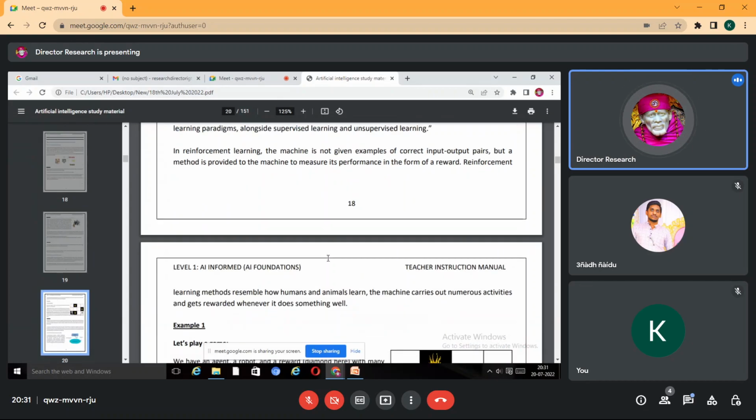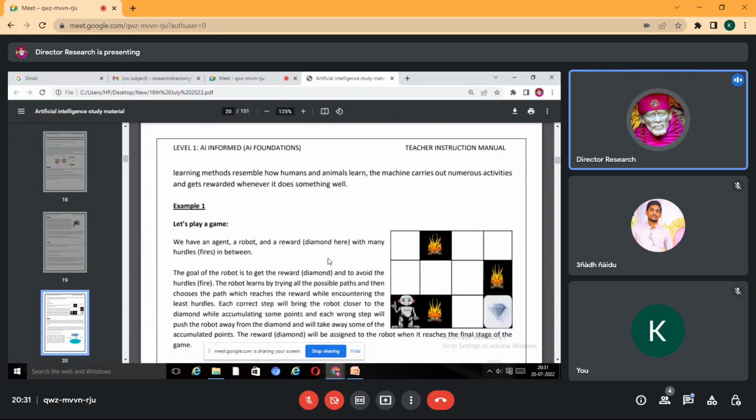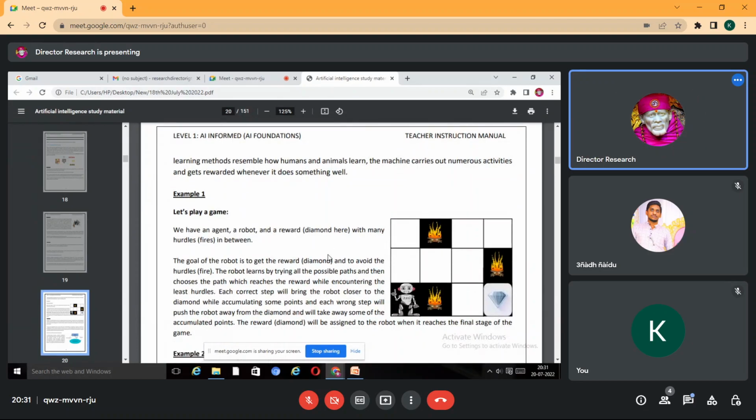In reinforcement learning, the machine is not given examples of correct input-output pairs, but a method is provided to the machine to measure its performance in the form of reward. Reinforcement learning methods resemble how humans and animals learn. The machine carries out numerous activities and gets rewarded whenever it does something well.